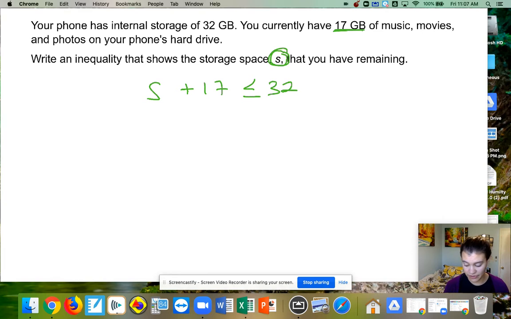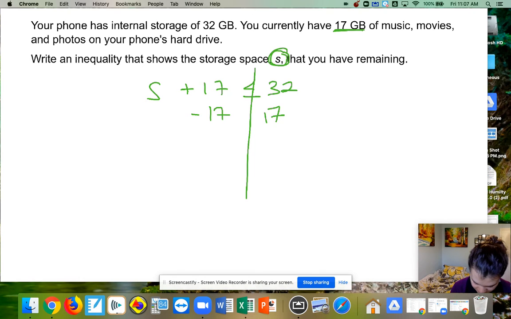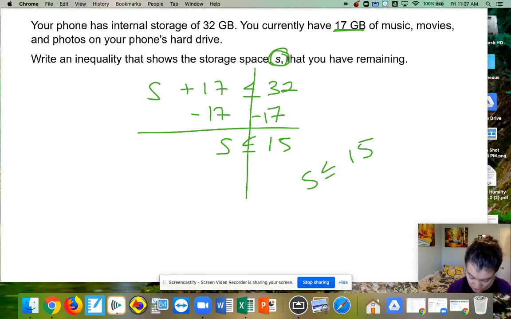So if we want to solve this, we can solve this exactly like we would a normal equation. We can drop our line down, and we're just going to keep that inequality coming down instead of an equal sign. You can subtract 17 from both sides, and then we still have our less than or equal to. We get S, and then 32 minus 17 is 15. So here we have S is less than or equal to 15. So you have 15 gigabytes or less remaining on your device.